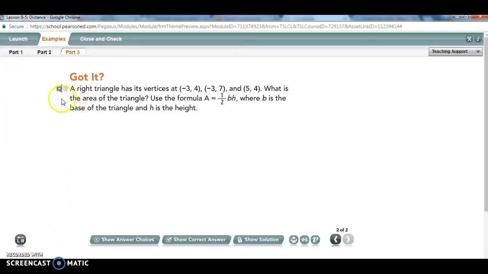And here's our last got it problem. A right triangle has its vertices at (-3, 4), (-3, 7), and (5, 4). What is the area of the triangle? Use the formula A equals 1/2 times B times H, where B is the base of the triangle and H is the height. This one's a little bit more tricky. Here's your options.